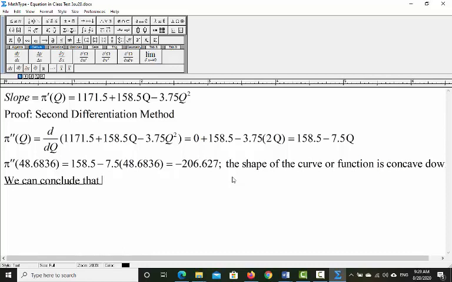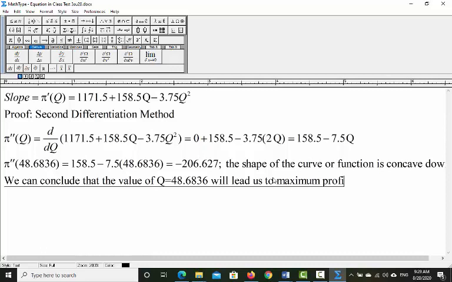the value of Q is equal to 48.6836. The 48.6836 will lead us to maximum profit. So that's the evidence, that's the proof.